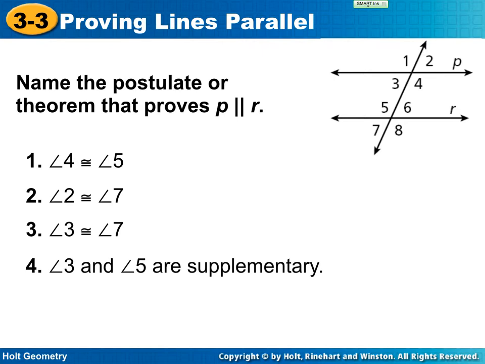Okay. So I think number one would be the converse of the alternate interior angles. And then 2 and 7 would be the converse of alternate exterior angles. 3 would be converse of the corresponding angles. 5 would be same side interior.